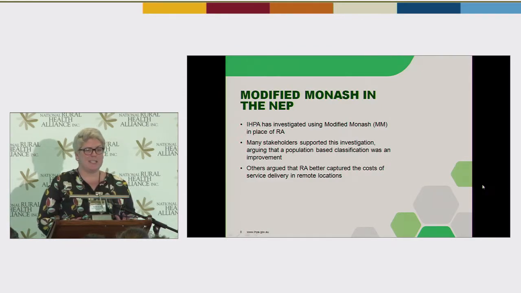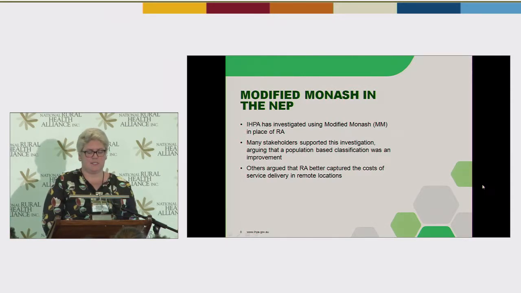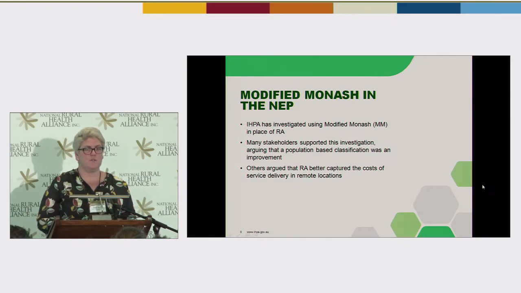There's a bit of a split between the states and territories. Some support Modified Monash. They argue that a population-based classification is an improvement to RA. On the other hand, other jurisdictions think that the current system we use, RA, better captures the cost of service delivery in remote locations. So we had these competing views.